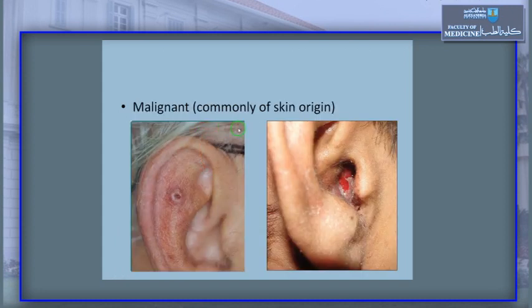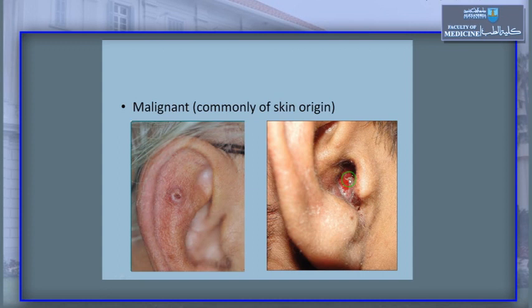For malignant tumors of the external ear, most of them are of skin nature. As we see here, we have two types. This one in the upper part of the auricle is a rodent ulcer, a basal cell carcinoma. As we know from the pathology, it is a locally invasive malignancy that is treated by excision with a good safety margin. The other type that is more dangerous is a squamous cell carcinoma.